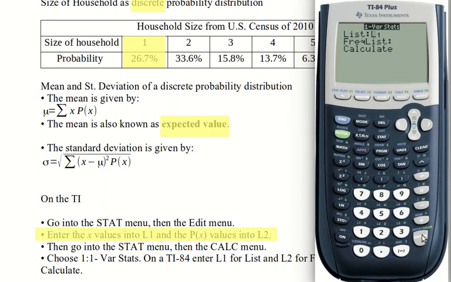So our first list is L1, so that's the random variables. The frequency is the probability of that random variable occurring. So I arrowed down to get opposite that question. Now I want to get list 2.